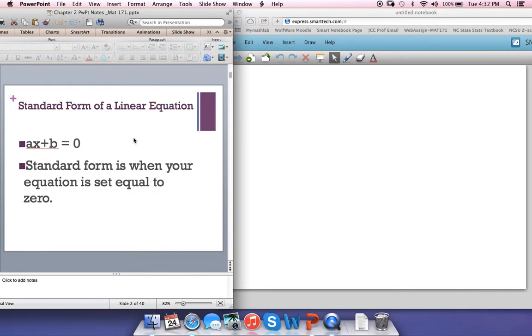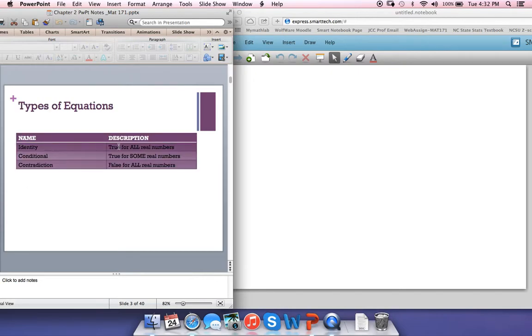So I want to start out by talking about the standard form of a linear equation. If you look to the left of my screen where my mouse is, you'll see that I have written the standard form of a linear equation as ax plus b equals 0. So when you're talking about the standard form of an equation, it's basically when you take whatever equation you've been given and you set it equal to 0. And that's all that it is. It allows us to solve for a specific variable.